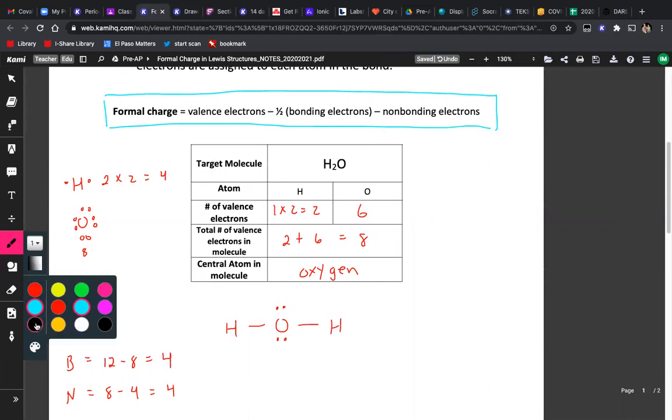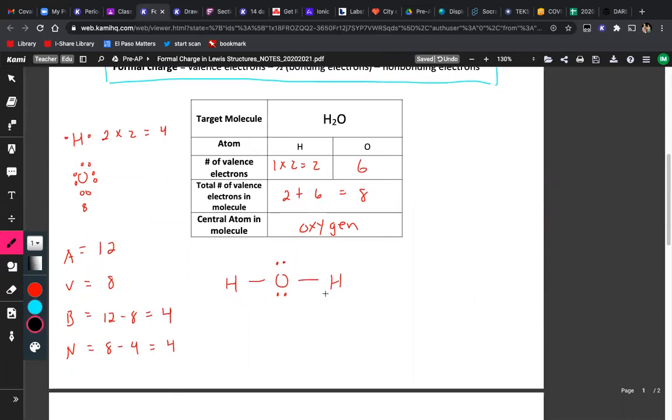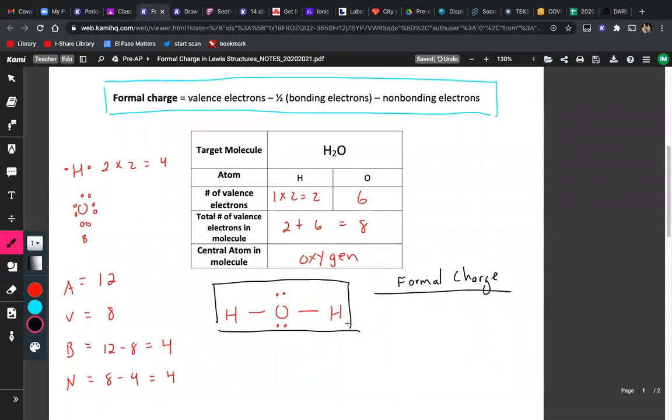Let me just go ahead and write this out. All right, so formal charge. Let's go ahead and do this right here. So we know that this is our molecule. Let's go ahead and find the formal charge of oxygen. I'm going to write FC for formal charge, and in parentheses, I'm going to put O for oxygen. Formal charge equals our number of valence electrons. For oxygen, this is going to be 6. So I'm going to write 6.